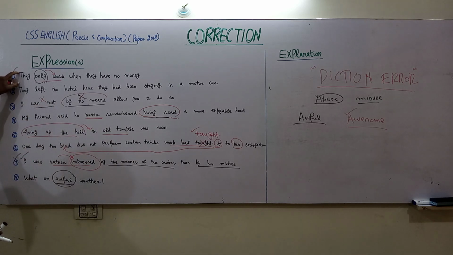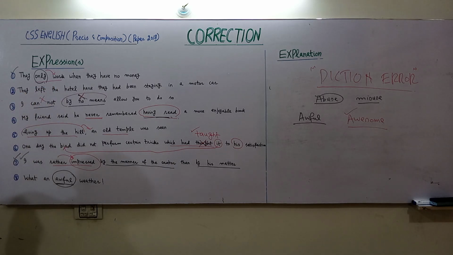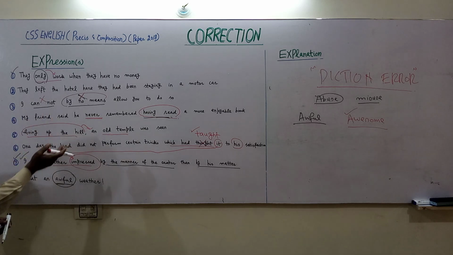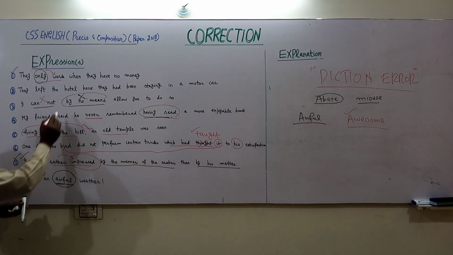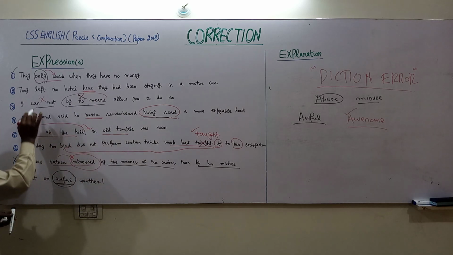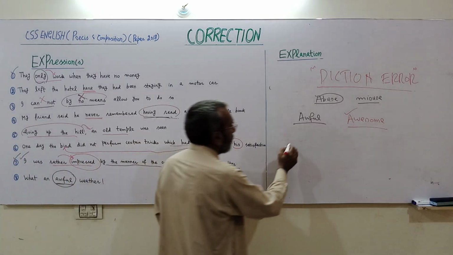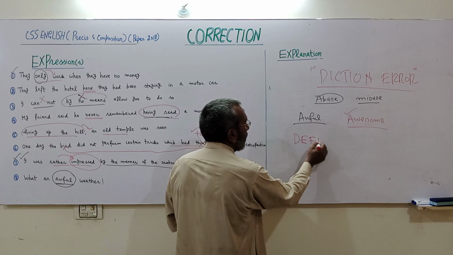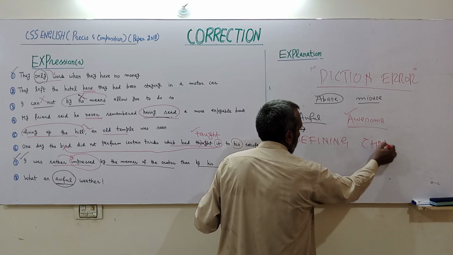In the first expression is modification, this was misplaced modification. We did discuss this thing, right? And then the second, I did forget this. They left the hotel. Here they had been staying in a motor car. Sorry for all that. So once again, what? They had been staying in a defining. The rule over here is that it can be called defining characteristic. Defining characteristic. That means what? Characteristic.